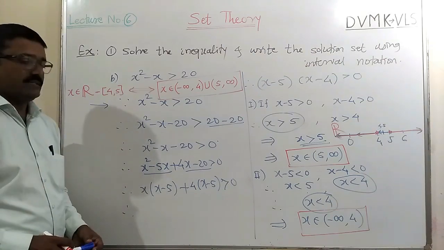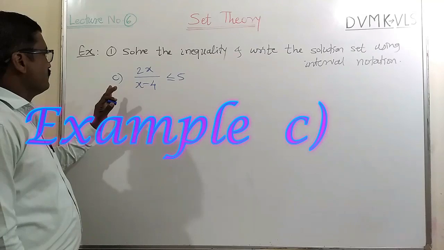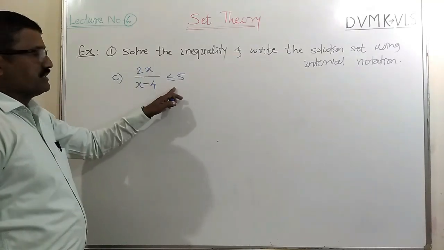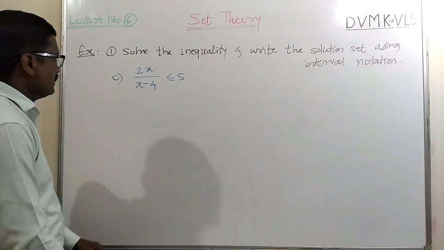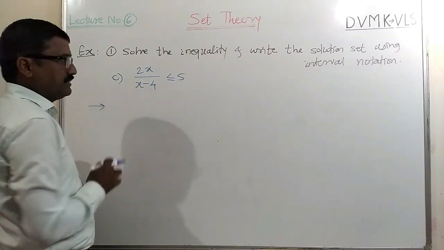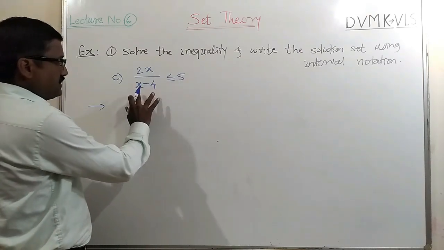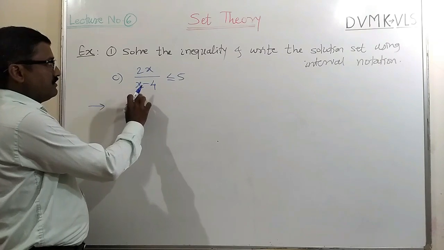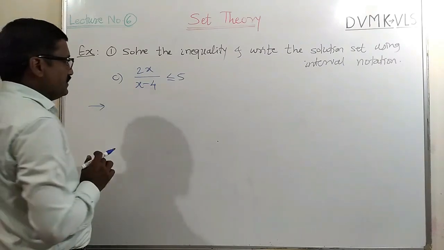Okay, let us see the third one. Now see this third one. See, 2x upon x minus 4 is less than or equal to 5. This inequality is given. Here, let us take that 5 to the left. Here we don't multiply both sides by x minus 4, because we don't know the value of x, whether it is positive or negative.